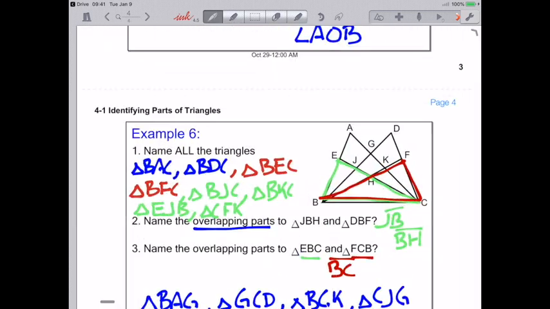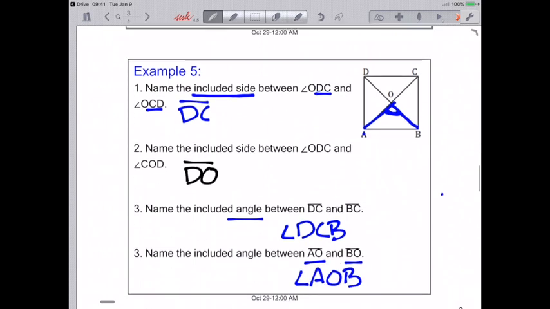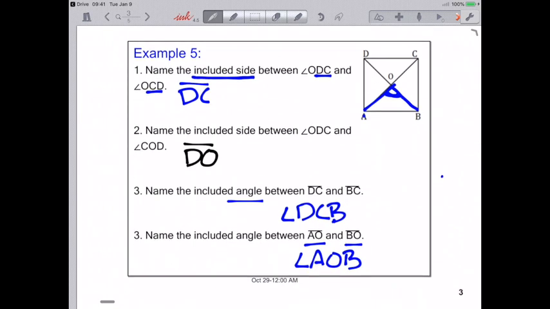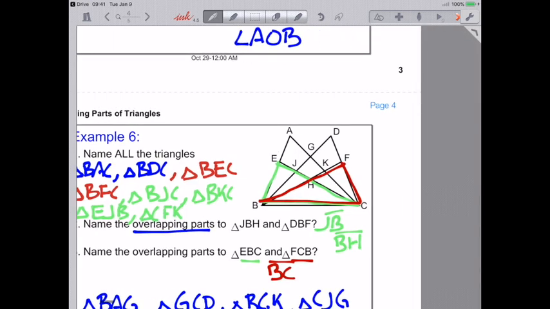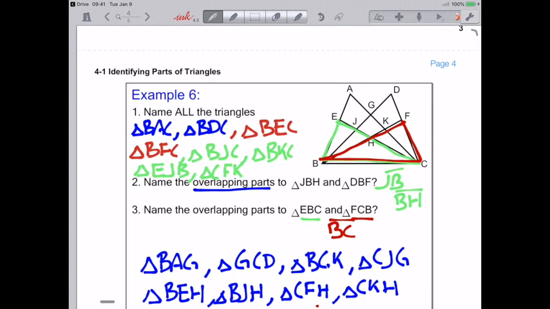That's the last example. So as you can see, we talked about included sides, which were between 2 angles. Sides were named with 2 letters and a line above them. Included angles were angles between 2 sides. We named those using 3 letters with the angle symbol in front, and the middle letter is the vertex of the angle. And lastly, we talked about overlapping parts, which are simply parts that are right on top of each other. So these will be very important concepts as we begin to talk about proofs.